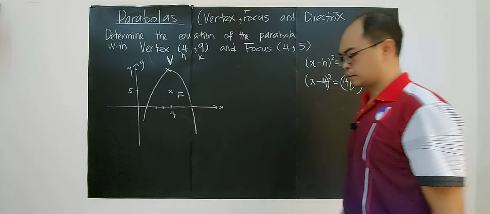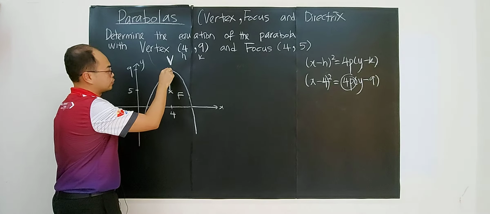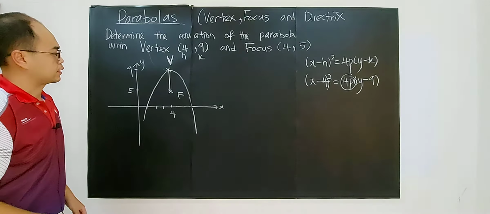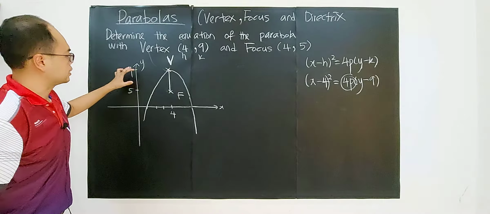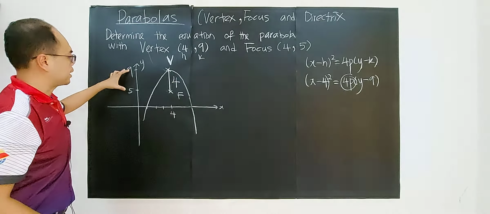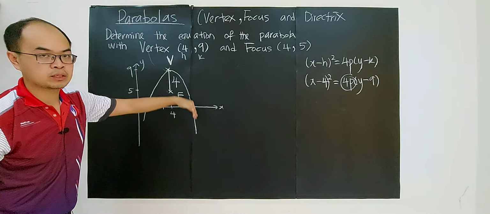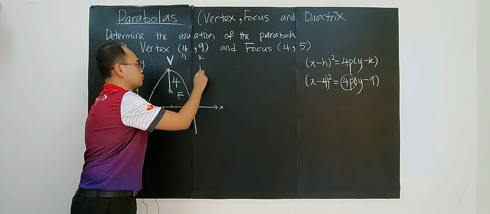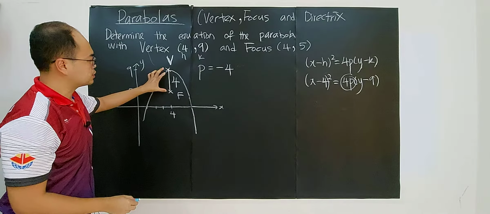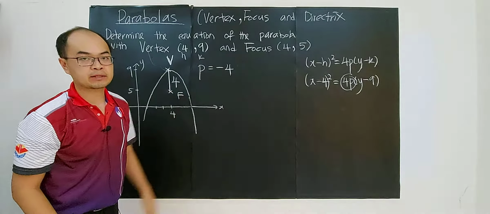Very simple. The p is the distance from the vertex to the focus. So what is the distance here? You can see 9 minus 5, which is 4. But you have to remember, this is open downwards. So the value of p will be negative 4, even though the distance is 4.